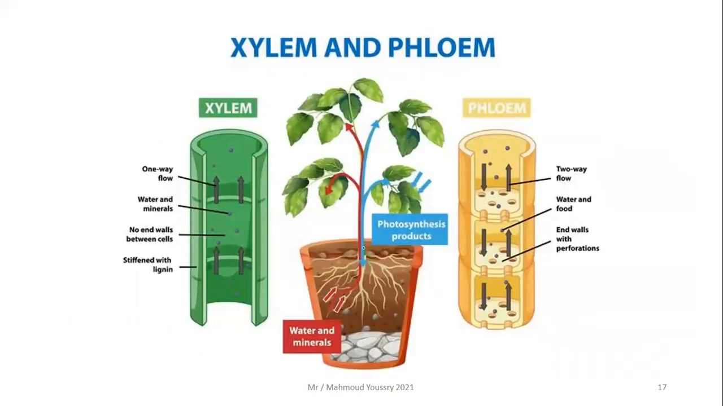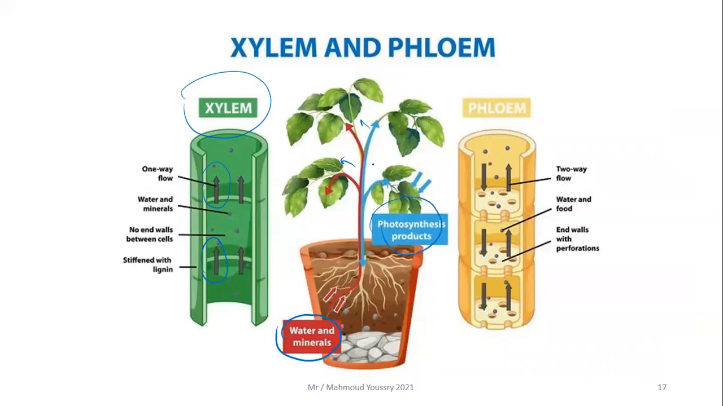Okay, so here look at this picture. We have here the water and minerals in the red line. It moves up only in one direction, which is up the stem. This is through the xylem tissue. Can you see the arrows? Yes, they point up. What about the photosynthesis products, the sugars?